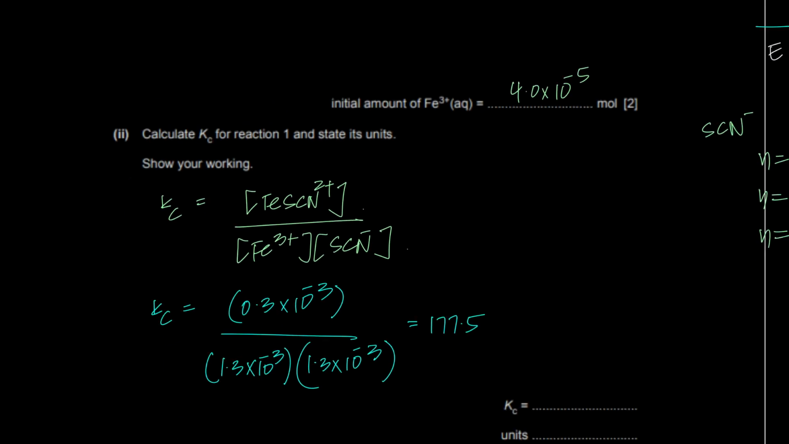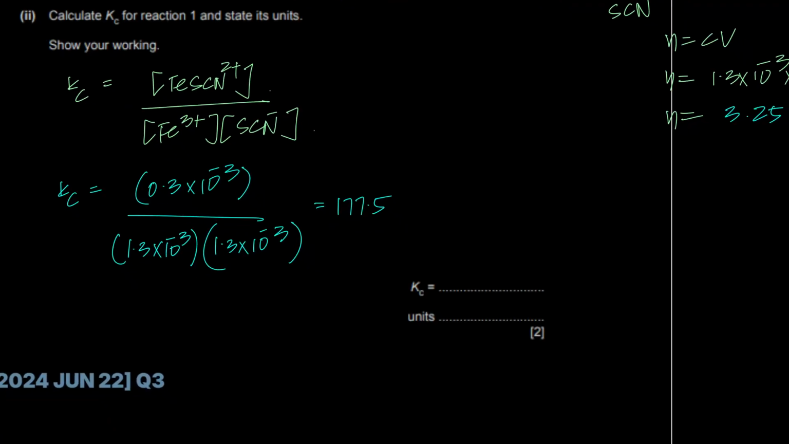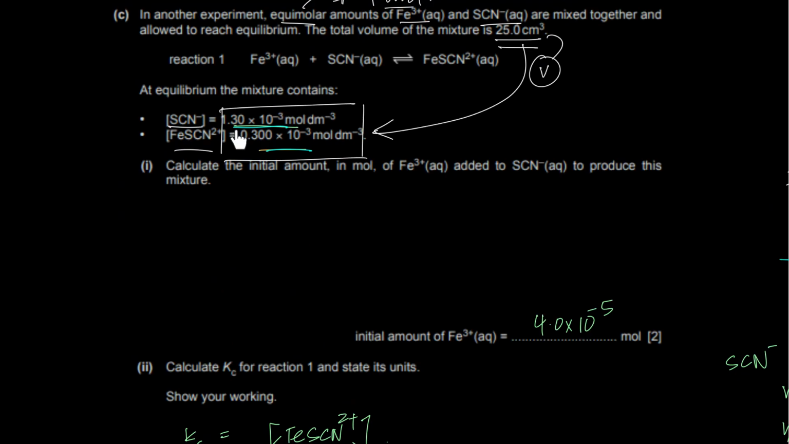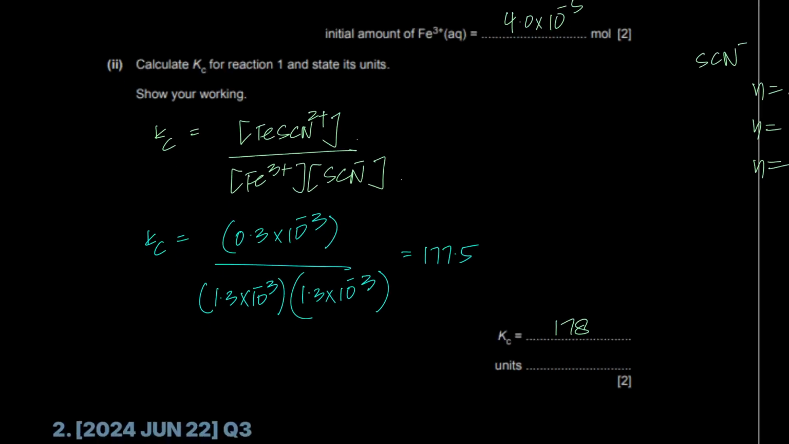So what should my answer be? Should it be 177.5? The examiner will deduct a mark. It should be 178. So always write the answer as per the number of significant figures given in the exam. You could also have written 4.00, but okay, the exam says, just cut me some slack.